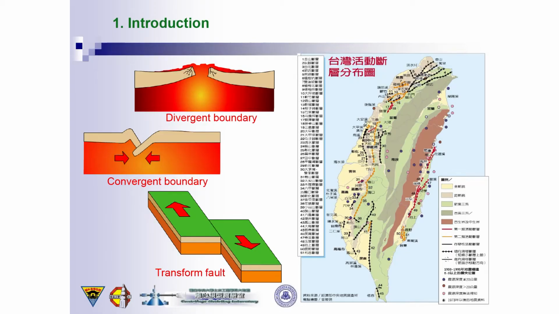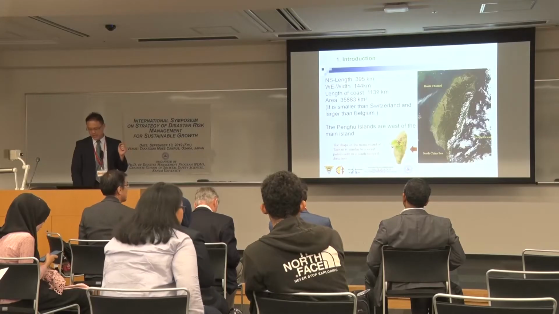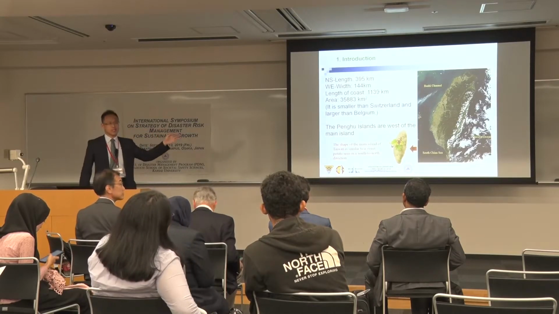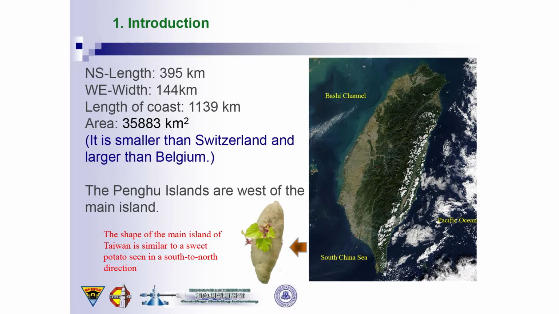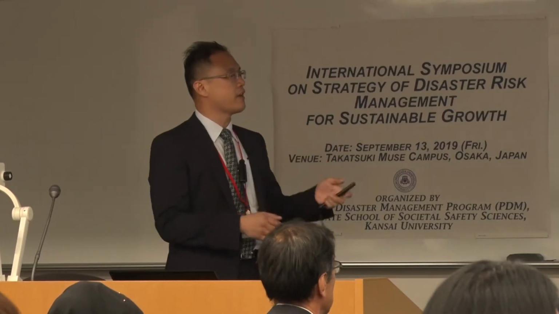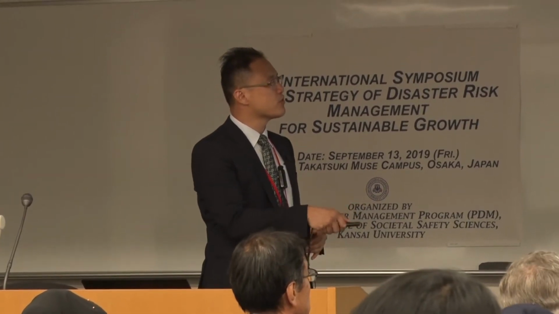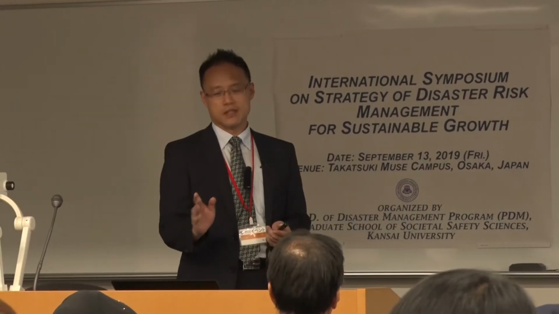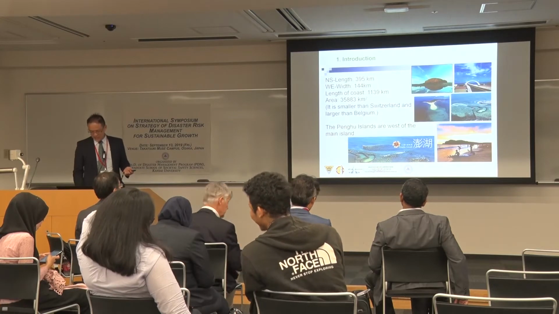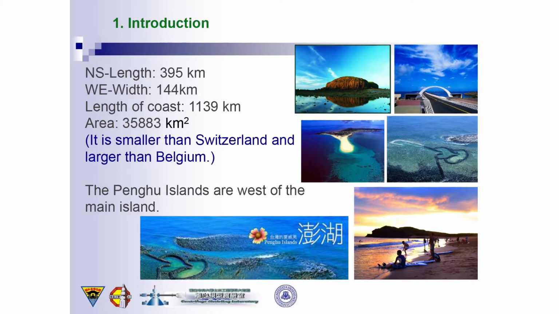And also, because we are located at this boundary, we have 33 faults, including one normal fault and 32 reverse faults. Taiwan is shaped like a sweet potato, but 90% of the population is concentrated on one third of the land. As I mentioned, within the other two thirds of the land there are almost no people. But we have a lot of beautiful places.